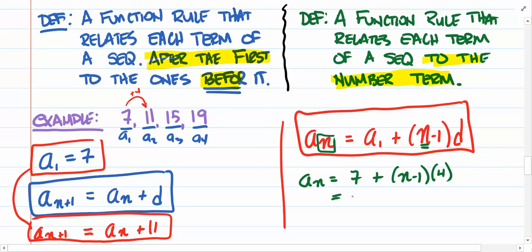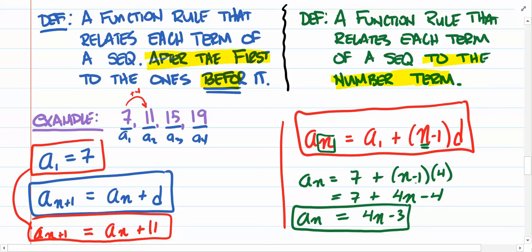So simplifying this, I would get 7 plus, this would distribute, 4n minus 4. And now I can clean up the 7 minus 4. 7 minus 4 is a value of 3. So I would get 4n minus 3. So the explicit formula would be 4n minus 3.